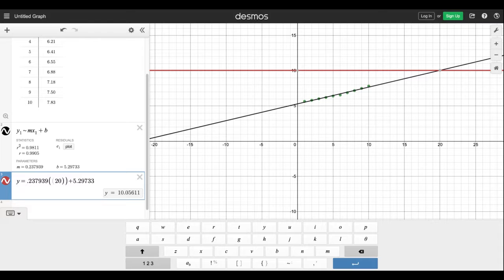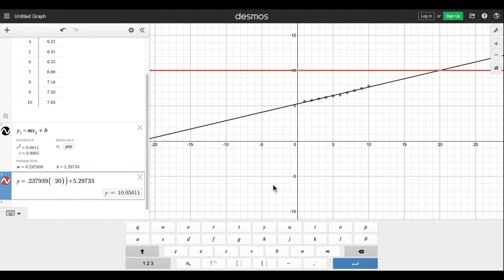10.0561. So a movie theater in the year 2020, using this model, is predicted to be $10.05. So hover over the point. So 20, so here, oh, I'm on the wrong sheet. 20, so if I go here, look at that, $10.05. Yes. So there are many ways of doing it.